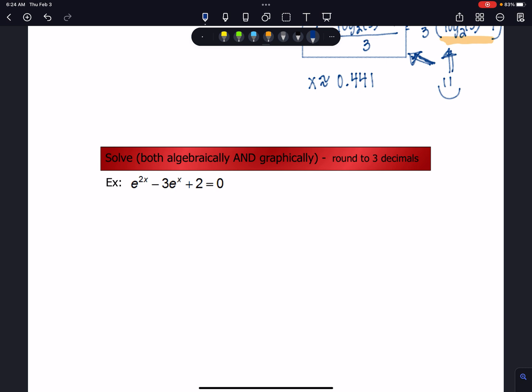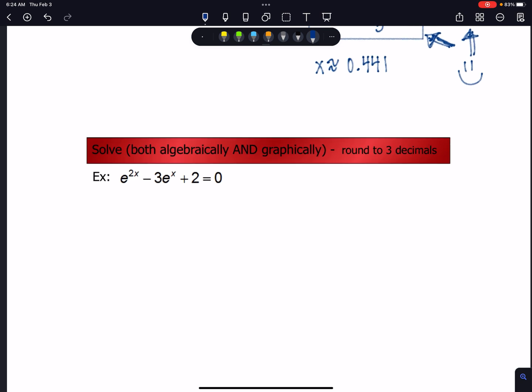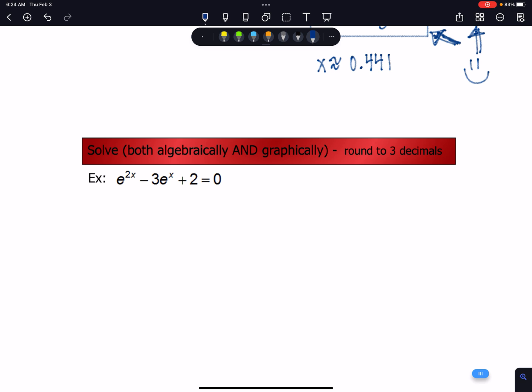Let's continue doing all of our exponentials. This is a good one because it's quadratic in nature. You can see that the first exponent is twice the second. So this is a great quadratic in nature type of problem. This is factorable. It's going to factor into two binomials, and we'll be able to use our zero product property.